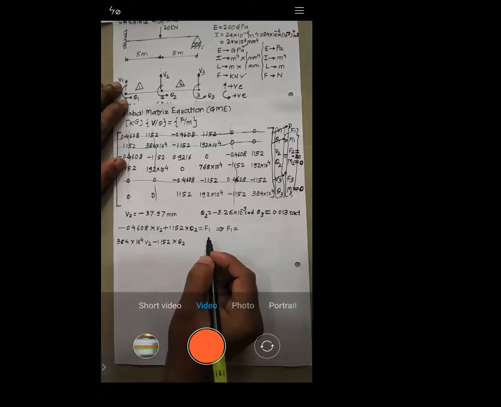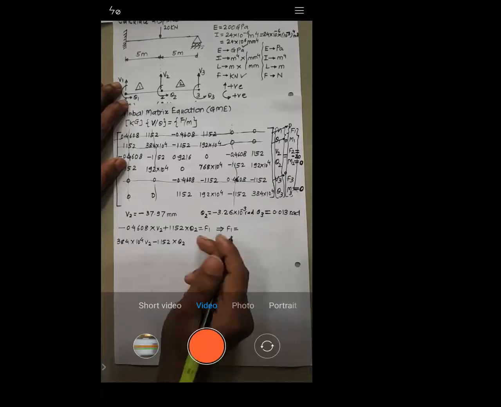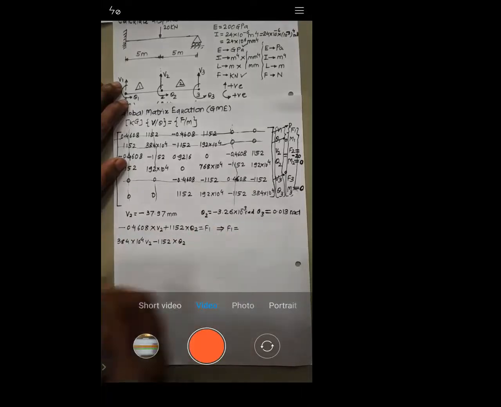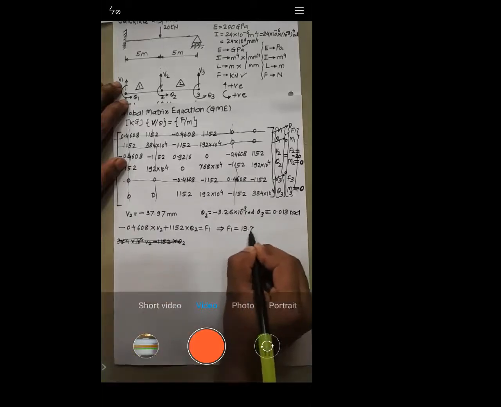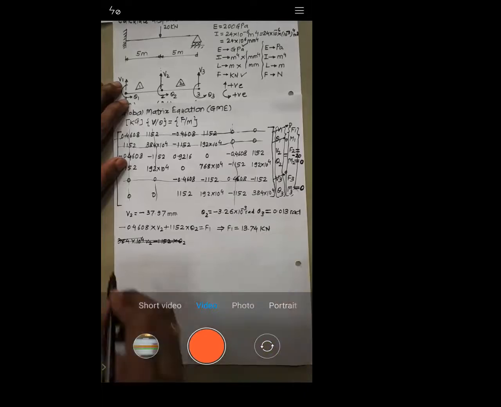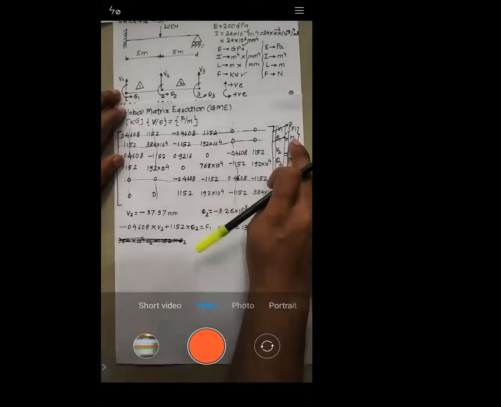Fourth, 13.74. What is that? 13.74, F1 is 13.74. Okay, not a problem. Now let's do it for M1.